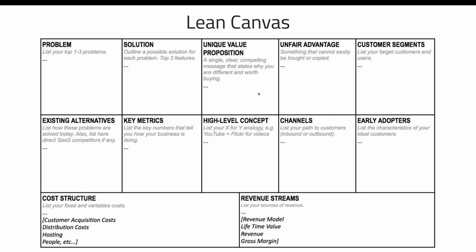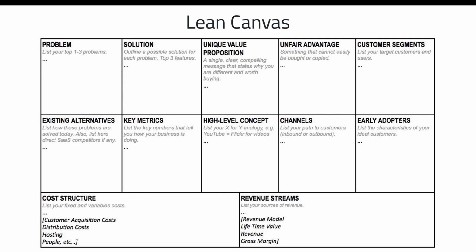Question number 2. Early adopters. Who would be the first 10, 20, 50 users that you can easily reach and get as cheaply as possible? This is kind of a sub-question to customer segments, so they are pretty connected here.